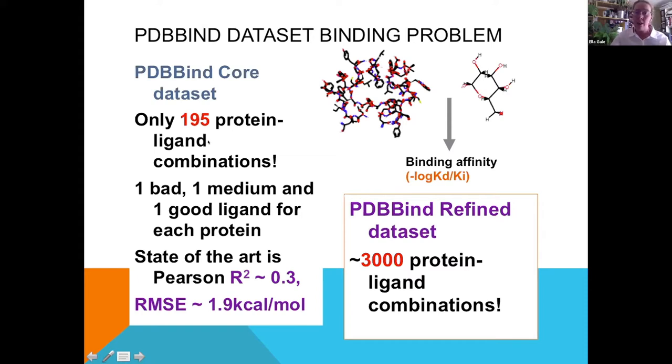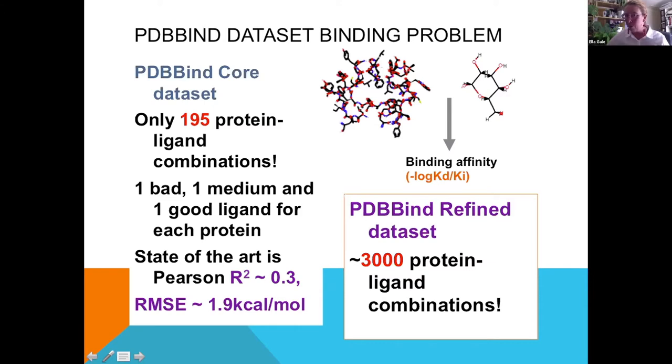And it's quite a good data set in that it has a bad, medium and good ligand for each protein, but it is incredibly small. And what I'm going to do is train my algorithms on this core data set, this very small data set, and then test it on the core data set, but also on the refined data set, which is a much bigger data set. This is not normal. People tend not to do this. And the reason I'm doing this is to see how much we can get from the core data set.